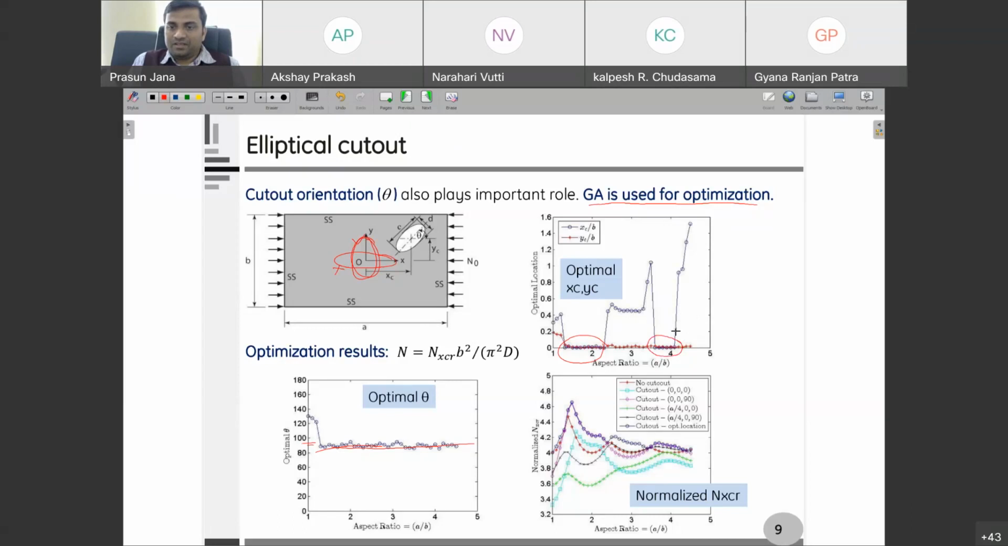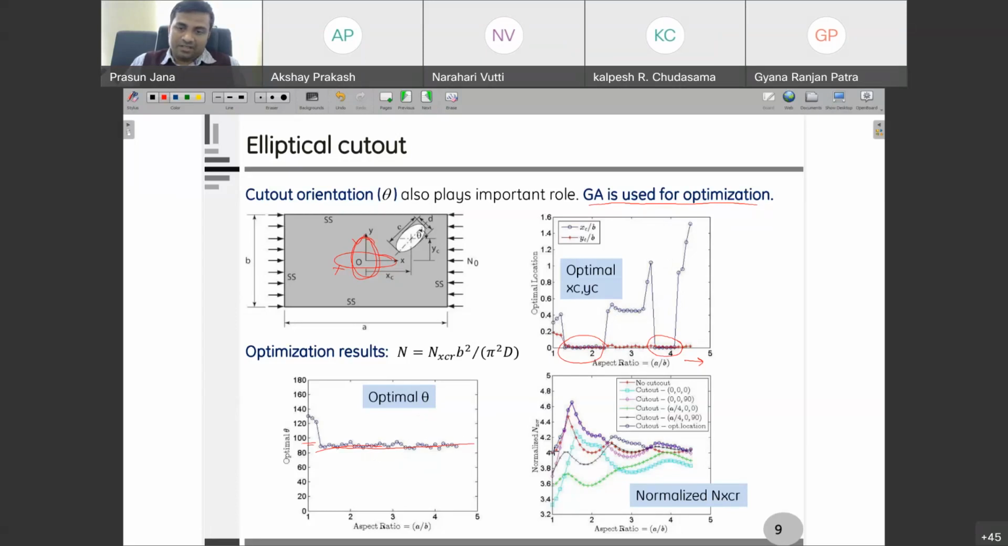Okay, and then again it is going back. So this is done by changing the aspect ratio A by B. Okay, so you can see now that for different cases, we have changed the cutout shape from circular to elliptical, but then we are getting so many different behaviors. Okay, so with XC, YC changing, there is an optimal angle also we are getting.